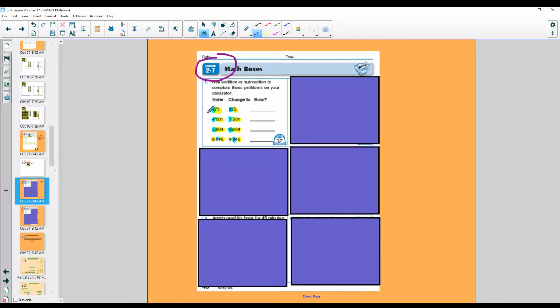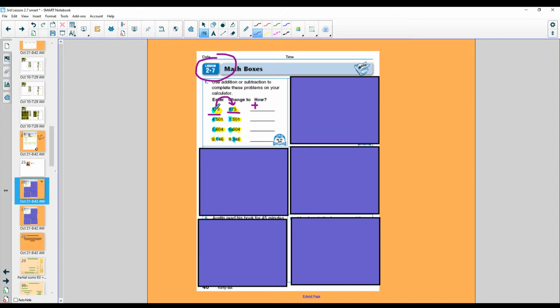All right, so we're on lesson 2.7 and it says use addition or subtraction to complete these problems. So here's the number you start with. And this is what the number changes to. And they want to know how did we go from here to here? Okay, so I've done some highlighting for you. If you look, it goes from 100 to 800. So this is definitely a plus.